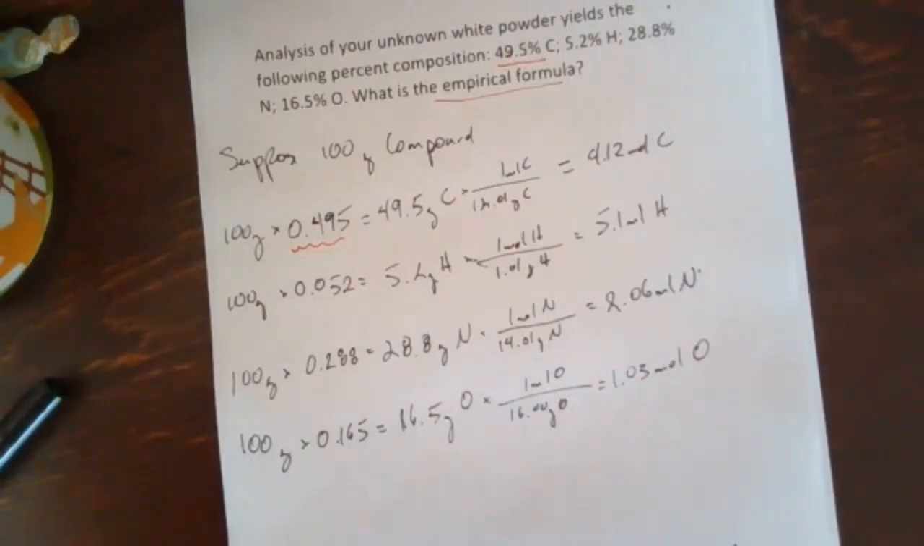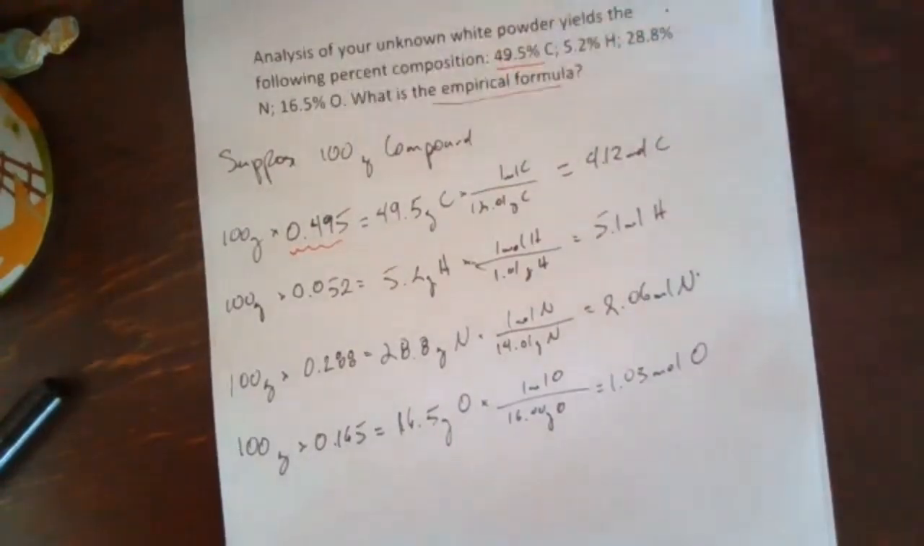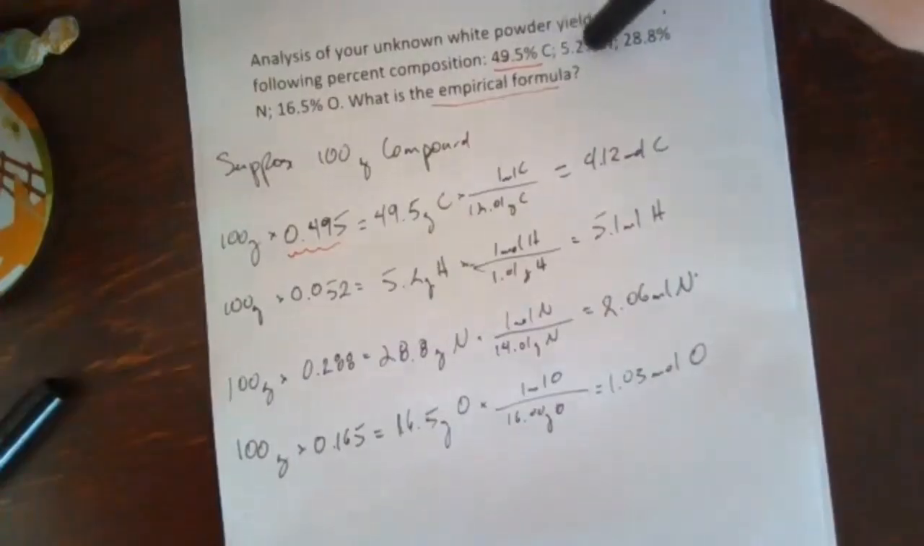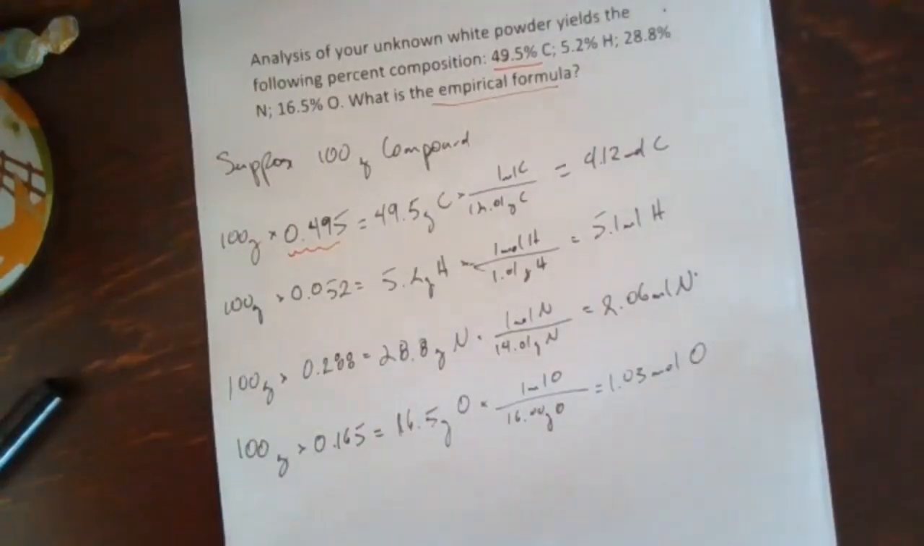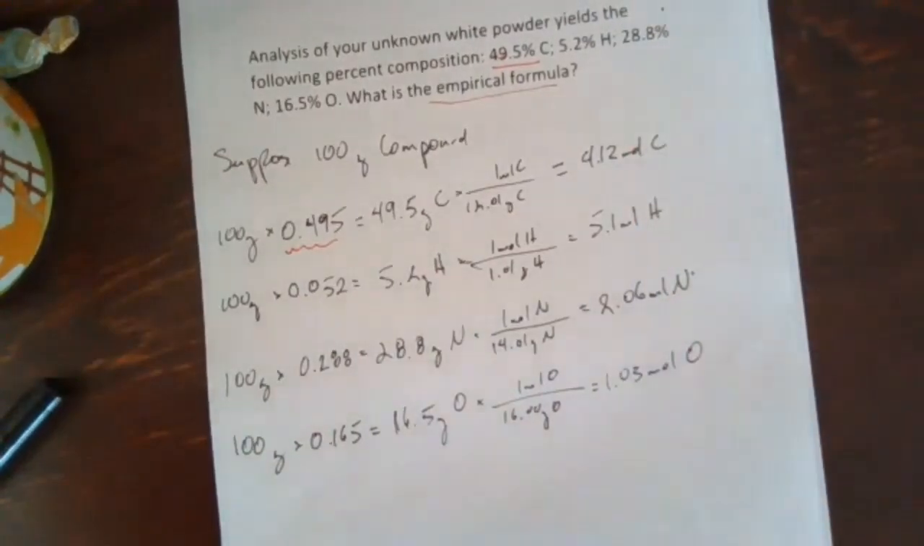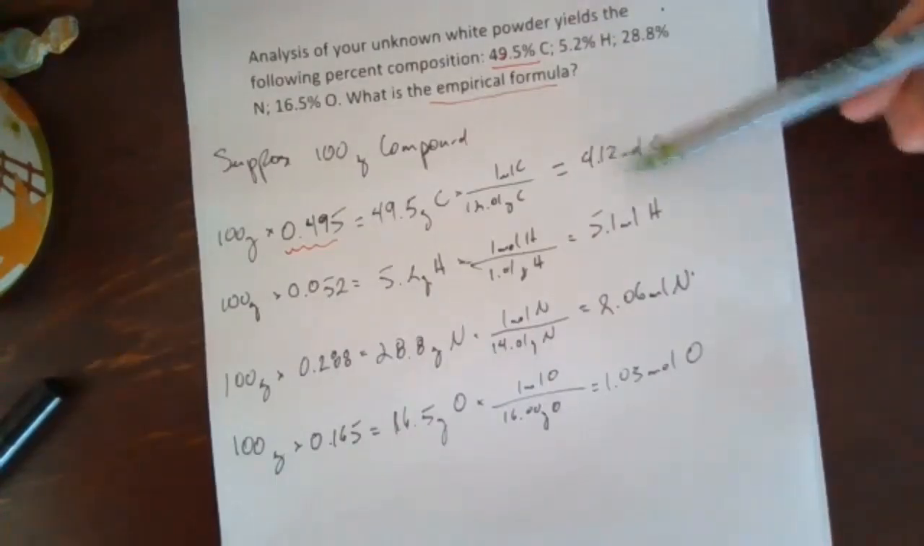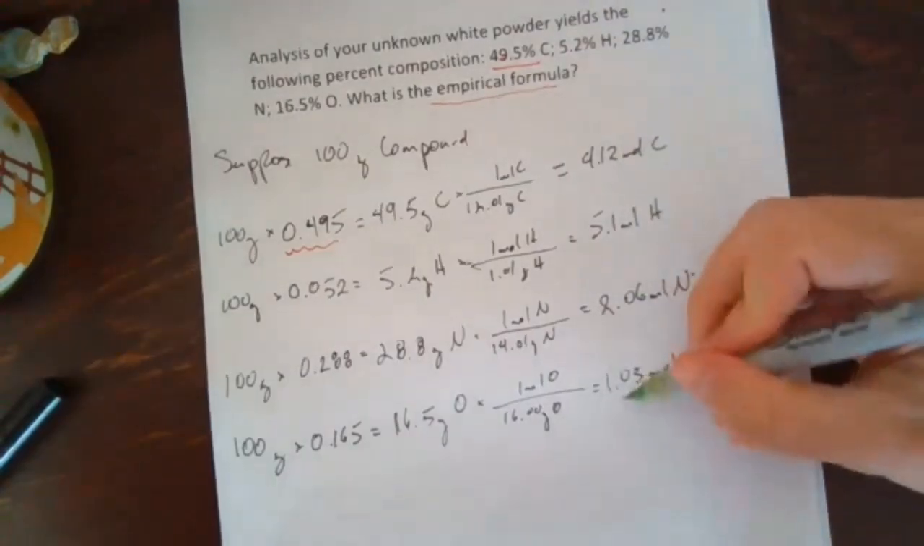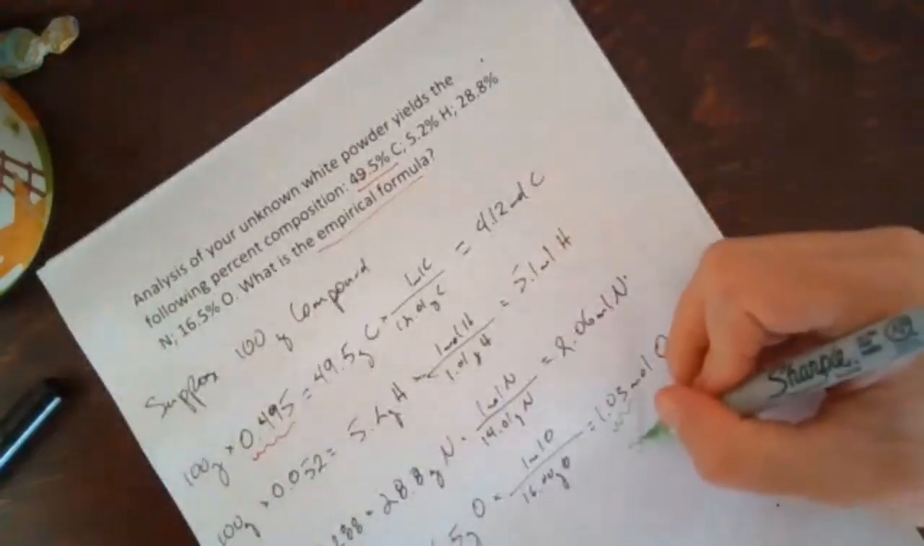So what I've done is I've said, suppose I have 100 grams of this compound. I can use the percent composition that I got from another experiment to say, what's the mass of each element in this sample compound? And then I can turn those into moles. So now I have a counting unit representation of the different atom types in my compound. What I want to do is find the lowest of these numbers. So of 4.12, 5.1, 2.06, 1.03, 1.03 is the smallest value.